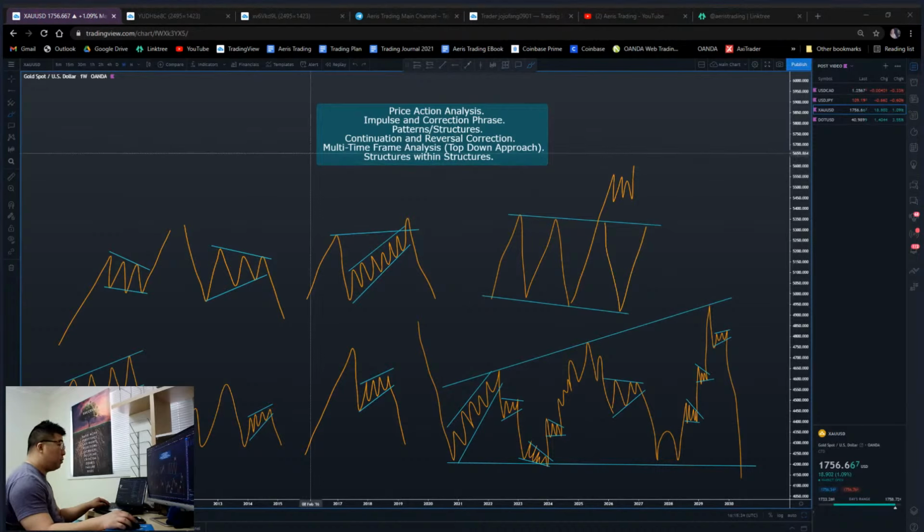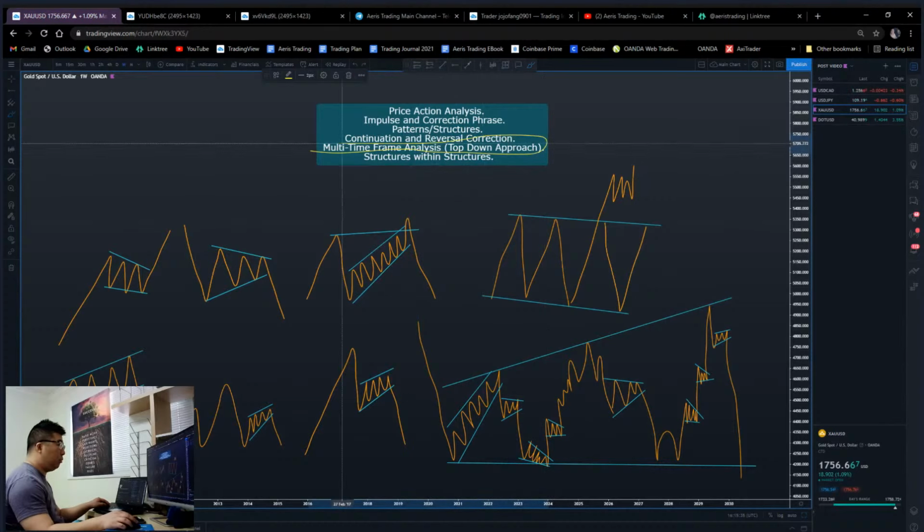Top-down approach, yes, multi-time frame analysis, top-down approach. Start with higher time frame, go down to lower time frame, confirm your multi-time frame analysis, confirm structures within structures, and look for an entry on the lower time frame that's giving you the maximized risk reward.